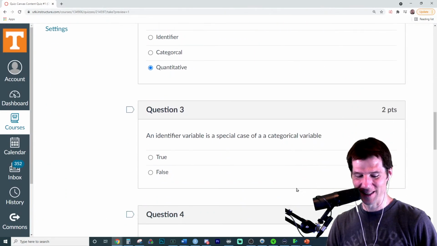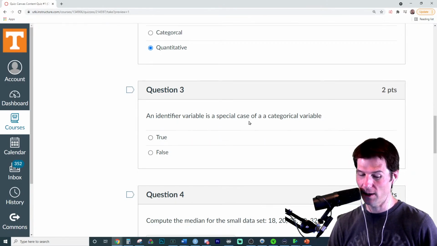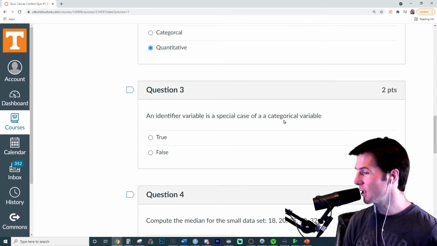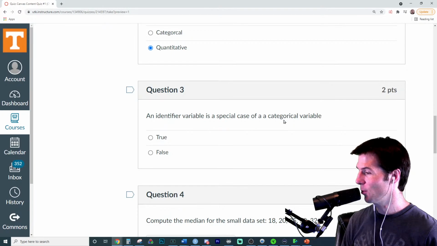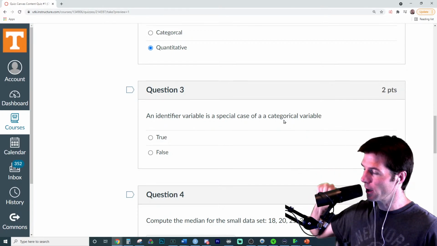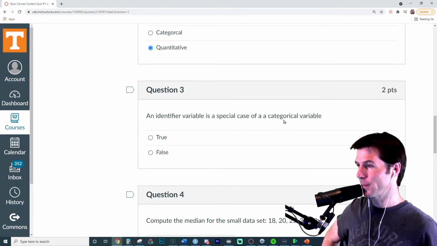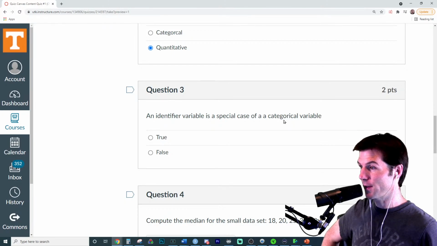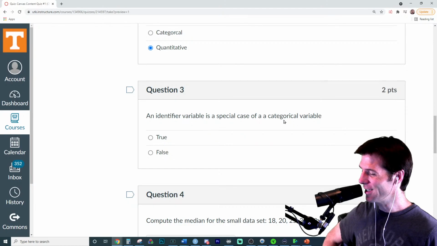So with this right here, we've got some stuff. Just having some fun today. An identifier variable is a special case of a categorical variable. Ignore the typo. True or false? Practice right here. Easy test points if you know it. Even with that typo, you can't trick me. Is an identifier a special case categorical variable that is unique for each and every observation? Is what I'm saying true? Nice job, Tiffany.